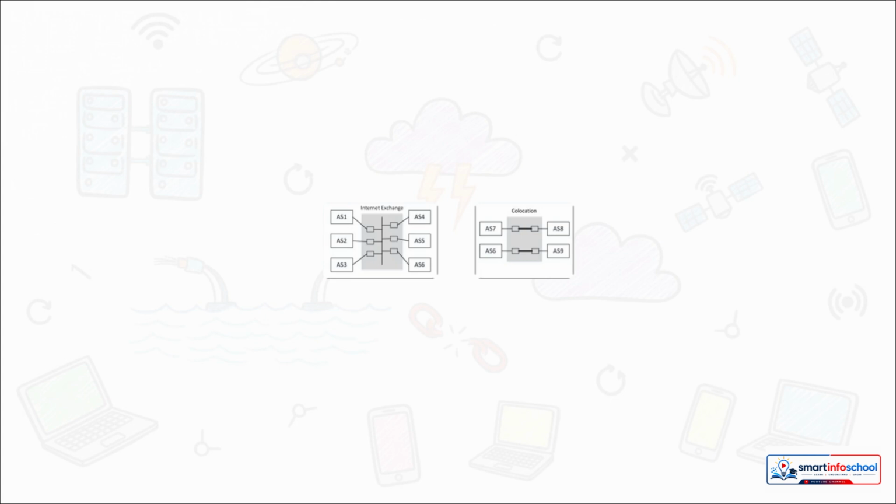On a practical level, there are two main ways networks connect, which we call peering. First, there's public peering. This usually happens at an internet exchange point, which acts kind of like a massive community switchboard, where multiple networks plug in and exchange traffic freely.